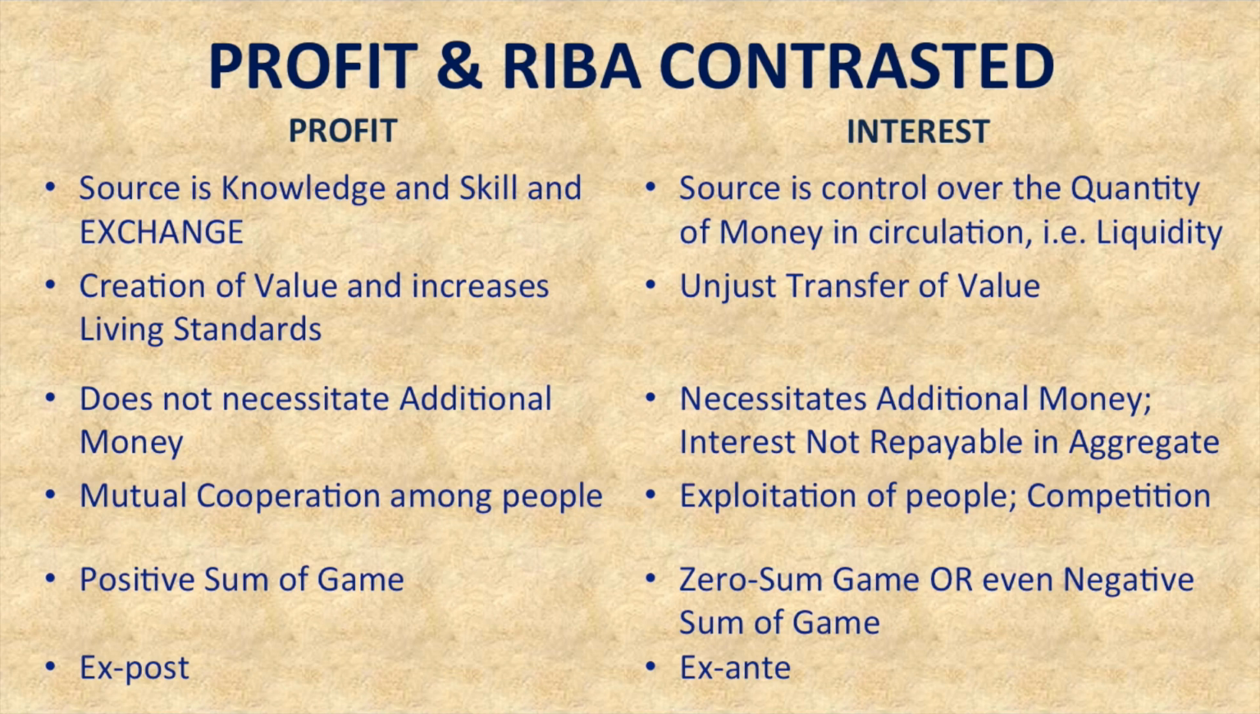which means a profit to one is not a loss to another. However, interest is a zero-sum game, that is, interest income to one is an interest expense to another. Profit is determined ex post. That is only at the end of the transactions that you realize whether you made a profit or not. Interest is ex ante, it means it's determined upfront.